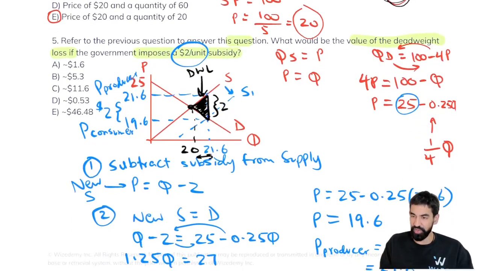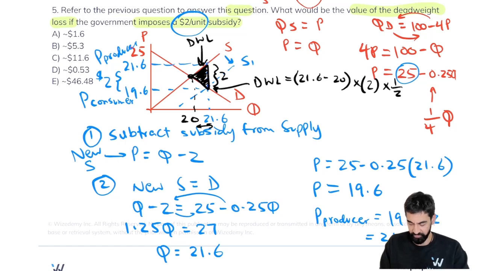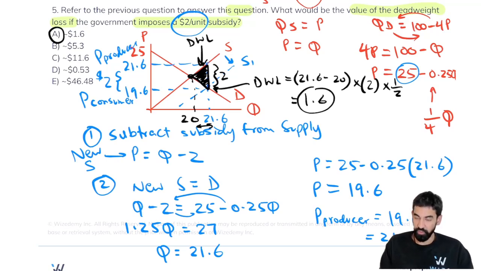So that's why when you're drawing a graph, it helps make sure that you didn't make any mistakes, because it makes sense. 21.6 is on the right, 20 is on the left. So now I can say that the deadweight loss is equal to a base of 1.6, or you could say 21.6 minus 20, the old equilibrium to the new quantity equilibrium, times the height of the triangle, which is 2, times a half, which would just give us 1.6, or approximately 1.6, same thing.